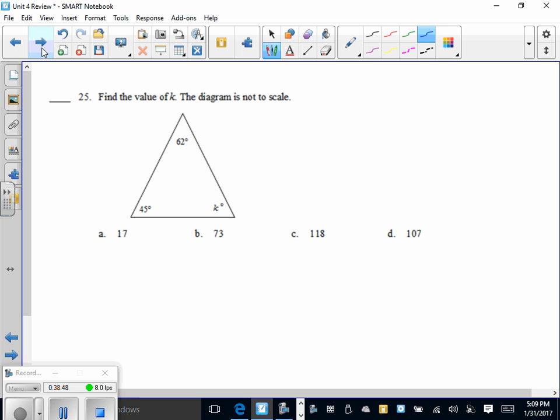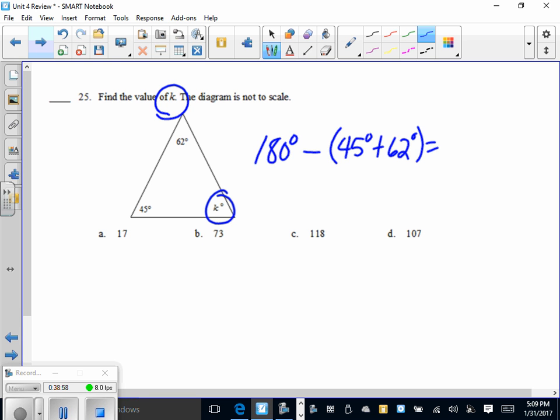Okay, number 25, find the value of K. Three angles of a triangle add up to 180 degrees. So add 45 plus 62 and subtract from 180. Gives you 73 degrees. So the correct answer is D. That one was a quick and easy one.